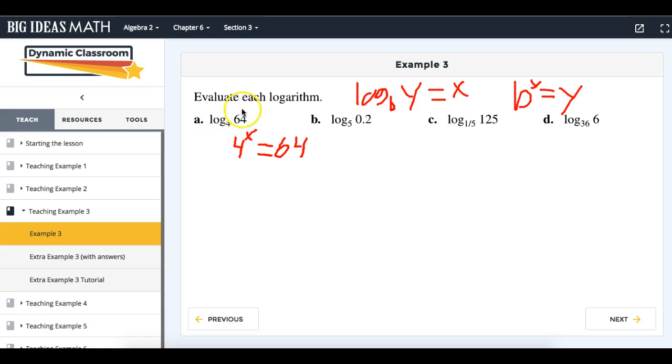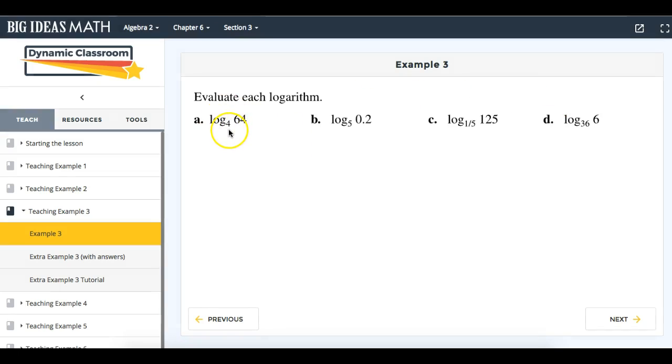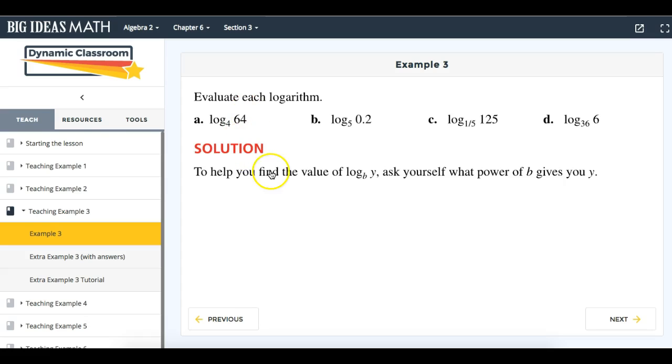So to evaluate this, which just means simplify, we're trying to figure out what exponent, when we have a base of 4, gives us 64 as the equivalent. So let's go ahead and think about this. What exponent of base 4 is going to give us 64 as a result? Okay, now we know when we do this, we're going to get 3 because 4 to the third power is the number that gives us 64. So when we simplify this, we would get log base 4 of 64 equals 3.